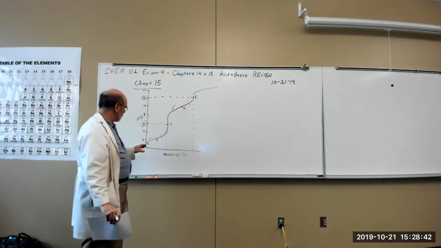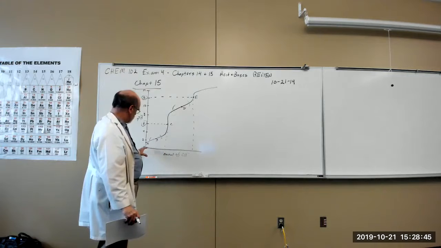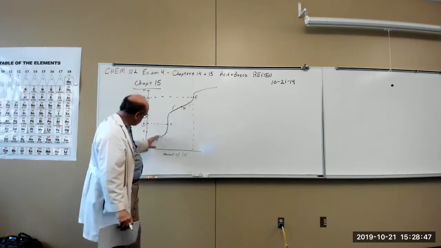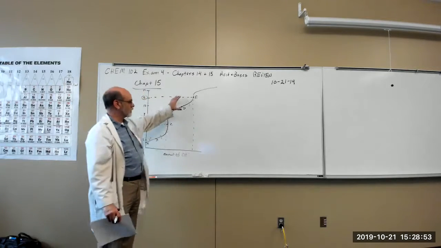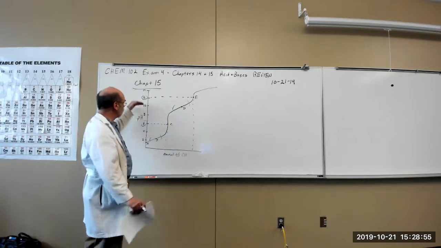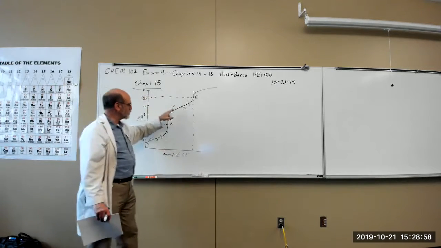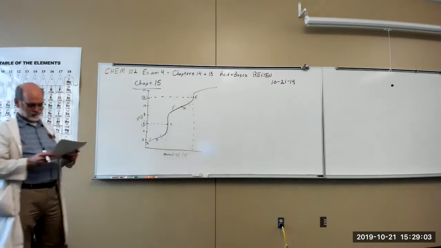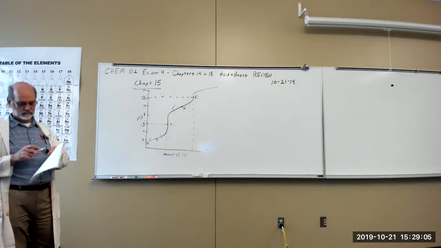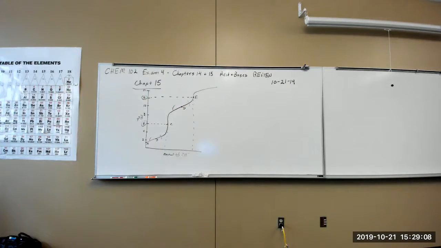All you have to do is add base until you get to that range, then you've got your buffer. And it's in that zone. And it'll hold close to pH 10 as long as you're within that range. All right? Well, I don't know what else to say. That beat a dead horse.